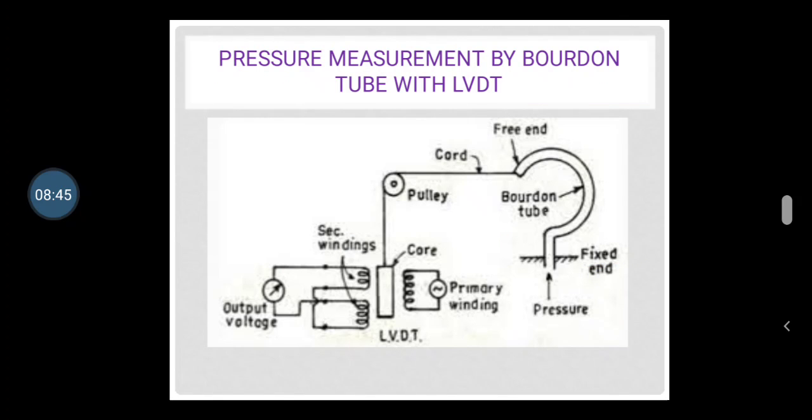Now pressure measured by a Bourdon tube with a LVDT. It is also another example of the secondary transducer. Pressure measurement by the Bourdon tube. Bourdon tube को pressure measure किया, उसके बाद when a pressure is applied to the Bourdon tube, its free end moves, giving displacement. This is a primary transducer action. मतलब यहाँ पे Bourdon tube क्या कर रहे हैं? प्राइमरी ट्रांसड्यूसर का काम कर रहे हैं. उसके बाद डिस्प्लेसमेंट इज ट्रांसफर्ड बाय अ पुली.